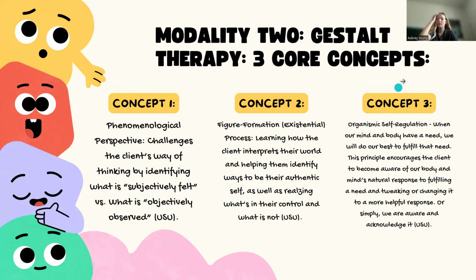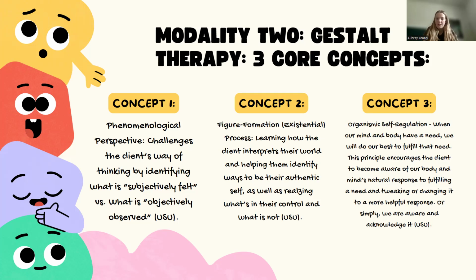Okay, so moving on to modality two. Gestalt therapy, three core concepts, okay? So, concept number one, phenomenological perspective. It challenges the way of the client's thinking by identifying what is subjectively felt versus what is objectively observed. So you're working with the client to say, okay, what do I feel? And then what can I observe objectively? And where do those two things overlap?